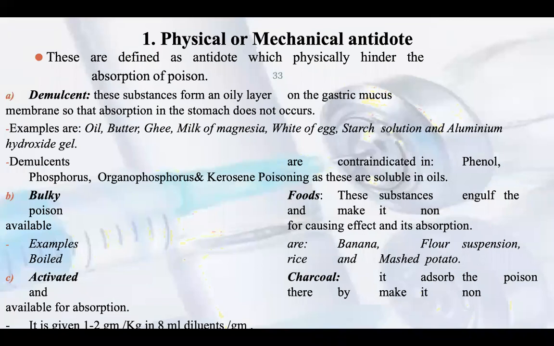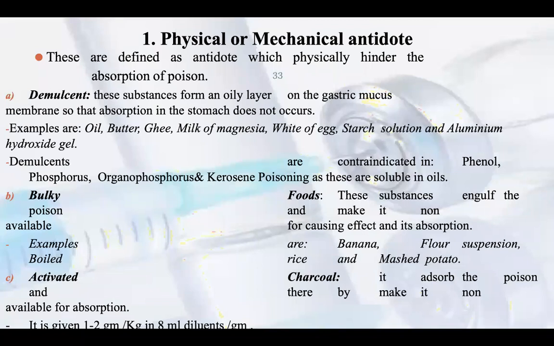Demulcents are contraindicated in phenol, phosphorus, organophosphorus, and kerosene poisoning, as these are soluble in oils. Therefore, these are contraindicated. Second is bulky foods. These substances engulf the poison and make it non-available for causing effect and its absorption. Examples are banana, flour suspension, boiled rice and mashed potatoes.